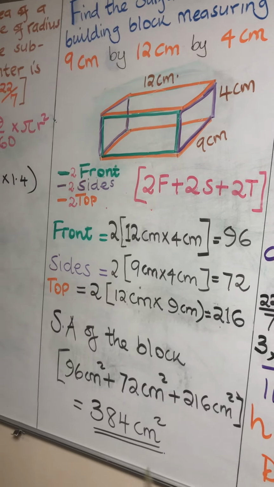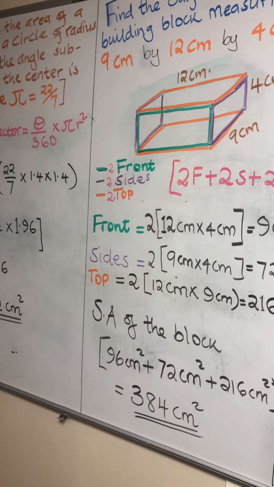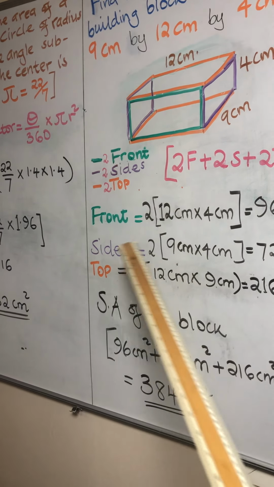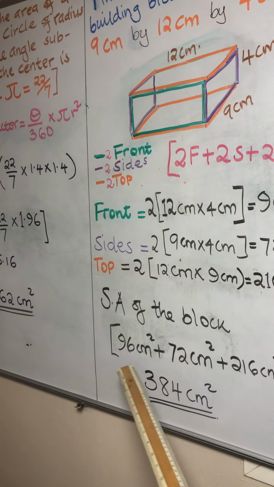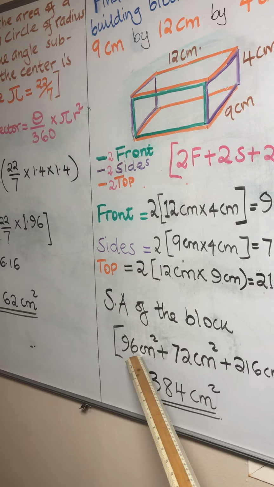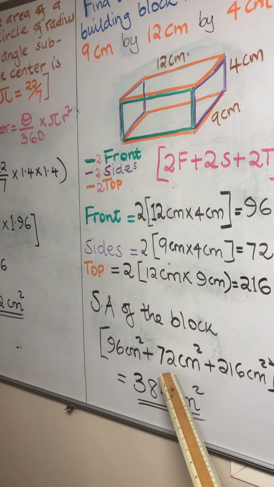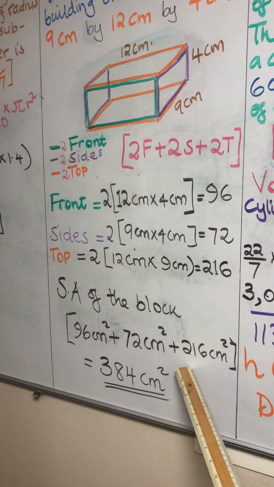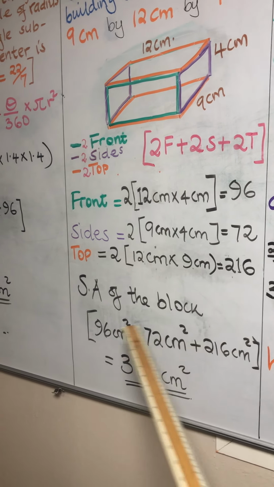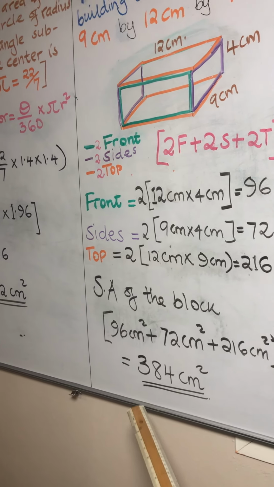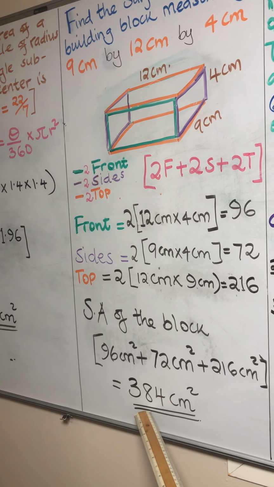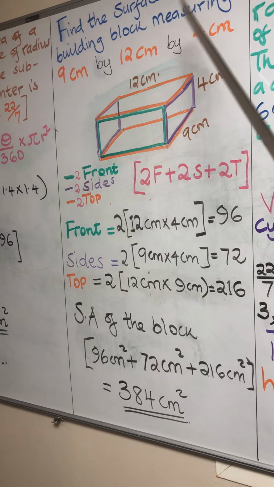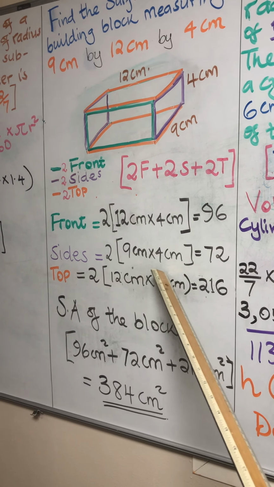Now I have the area for all the faces that I have. So what I'm going to do, I'm simply going to add them all together. I'm going to take the area for the front and the back, which is 96. I'm going to take the sides, which is 72. And I'm going to take the top and bottom, which is 216. If I add all this together, I'm going to have 384 centimeter square. So that is the surface area of this building block.